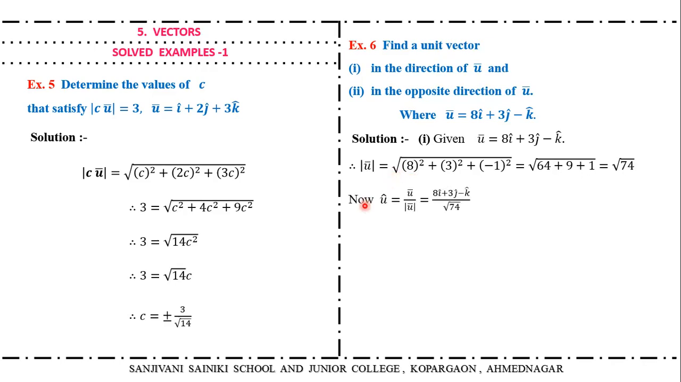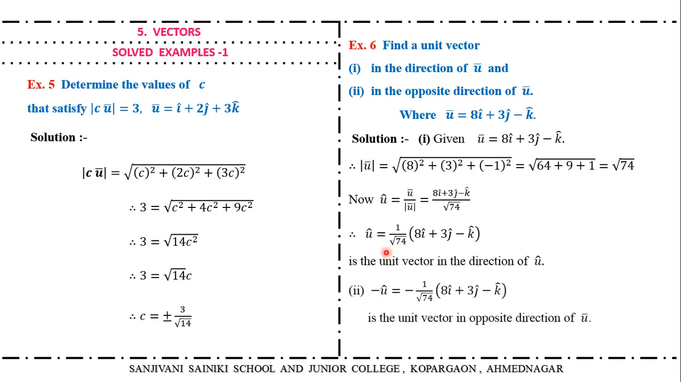Okay, then how to find the unit vector in the direction of the given vector? We will divide the given vector by its magnitude so that we get the unit vector in the direction of the given vector. So this is the vector which is in the same direction as that of u bar and it is a unit vector. For the opposite direction of u bar, just simply give the minus sign to this vector, and you will get the unit vector which will be opposite to the given vector.